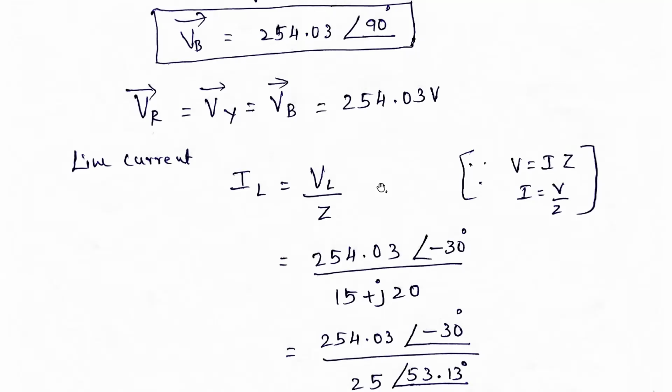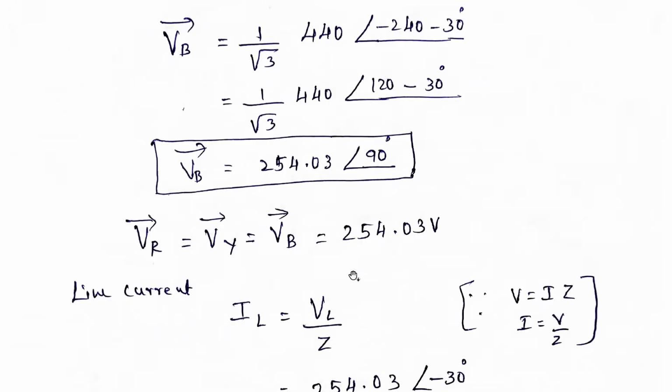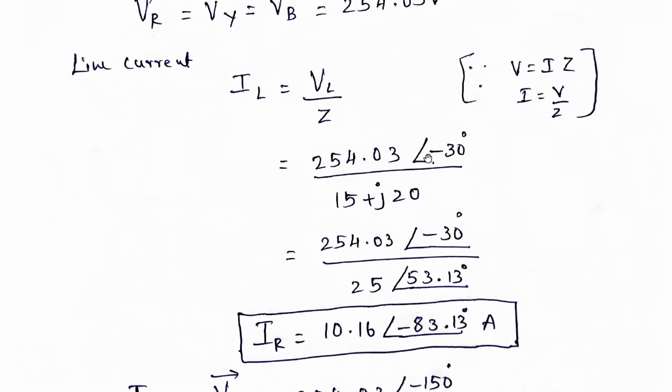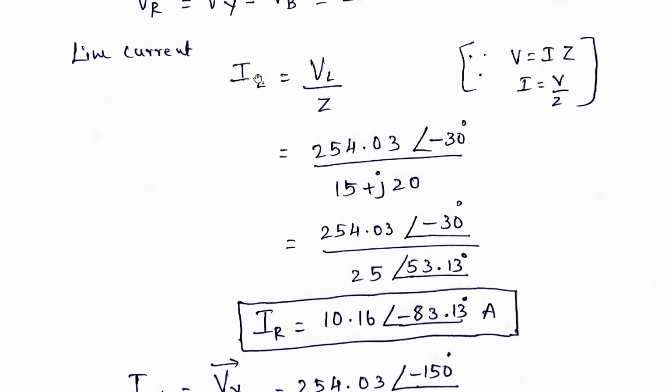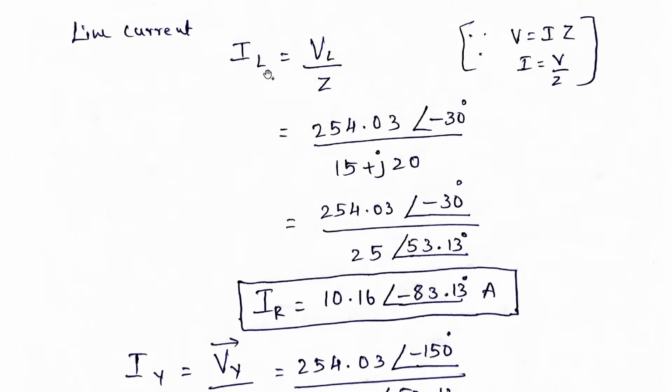The line current, that is 254.034 at the angle of minus 30 degree. In star connected, line current is equal to phase current, no? So line current is equal to phase current, IL is equal to IR is equal to VL divided by Z. So here VL is what? 254.03 at the angle of minus 30 degree divided by Z.